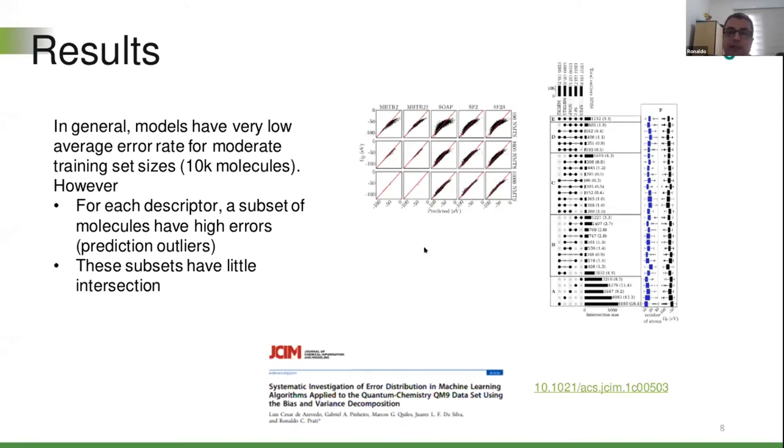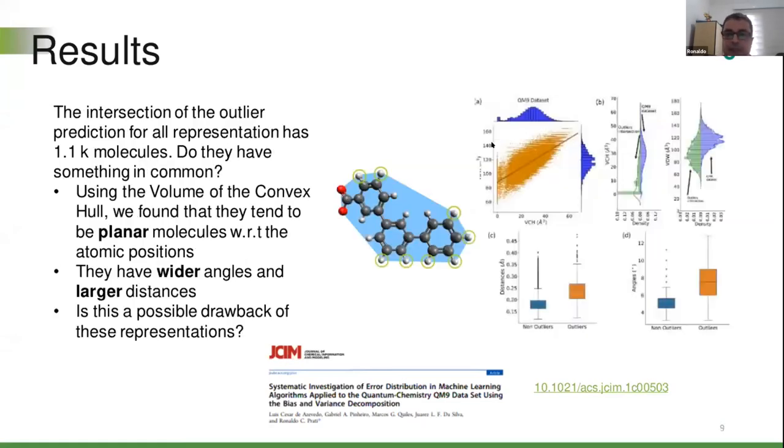However, we identified that some predictors, some representations, some descriptors make different mistakes on different molecules. I mean, the error is quite high for those molecules. And in particular, there is a group of nearly 1K molecules where all three state-of-the-art representations are systematically predicting the atomization energy wrongly, right? So in this pipeline, we are able to identify that subset of molecules, and then we try to better understand what's going on with this subset of molecules.